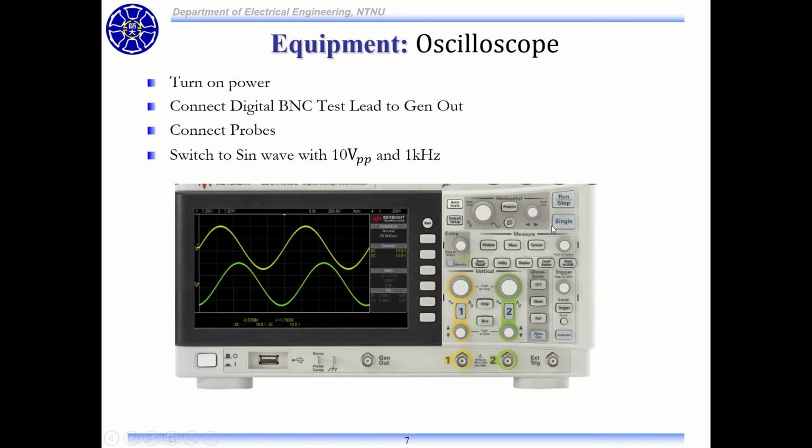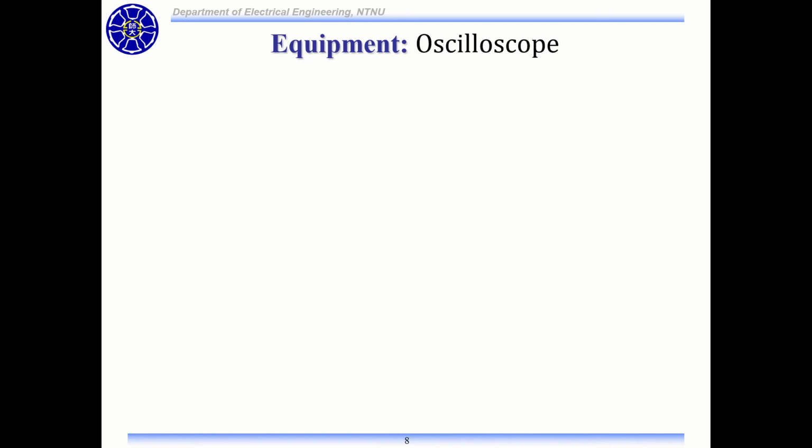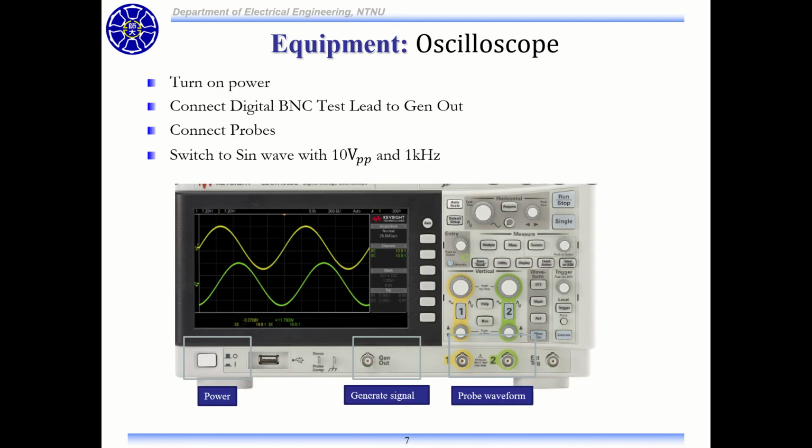And let me introduce the equipment. Turn on the power and the gen out. Connect the digital BNC test load to the gen out, and the probe waveform, and switch the sine wave with 10 VPP and 1 kHz as seen in the screen.